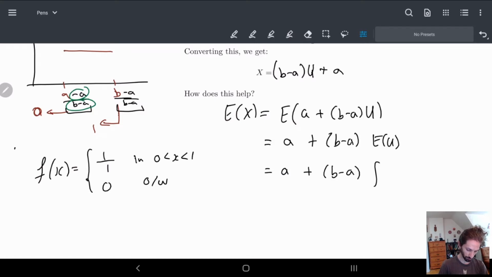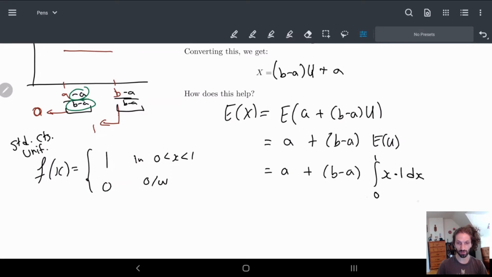This is for the standard continuous uniform. Okay, let me rewrite this. Standard continuous uniform. Right. So this is just 1. So in other words, my function is much nicer. I go from 0 to 1 of x times 1 dx.